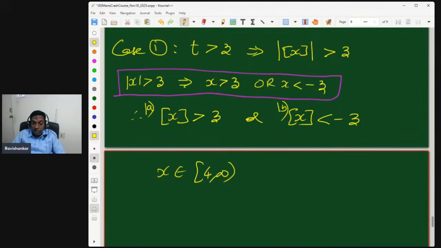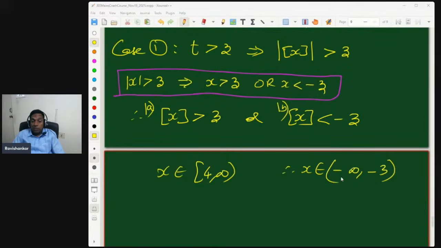This is greatest integer x is less than minus 3. That means, can x be equal to minus 3? No. But can x be equal to minus 3.1? Yes, because that greatest integer is minus 4. So here x belongs to minus infinity comma minus 3, open interval.